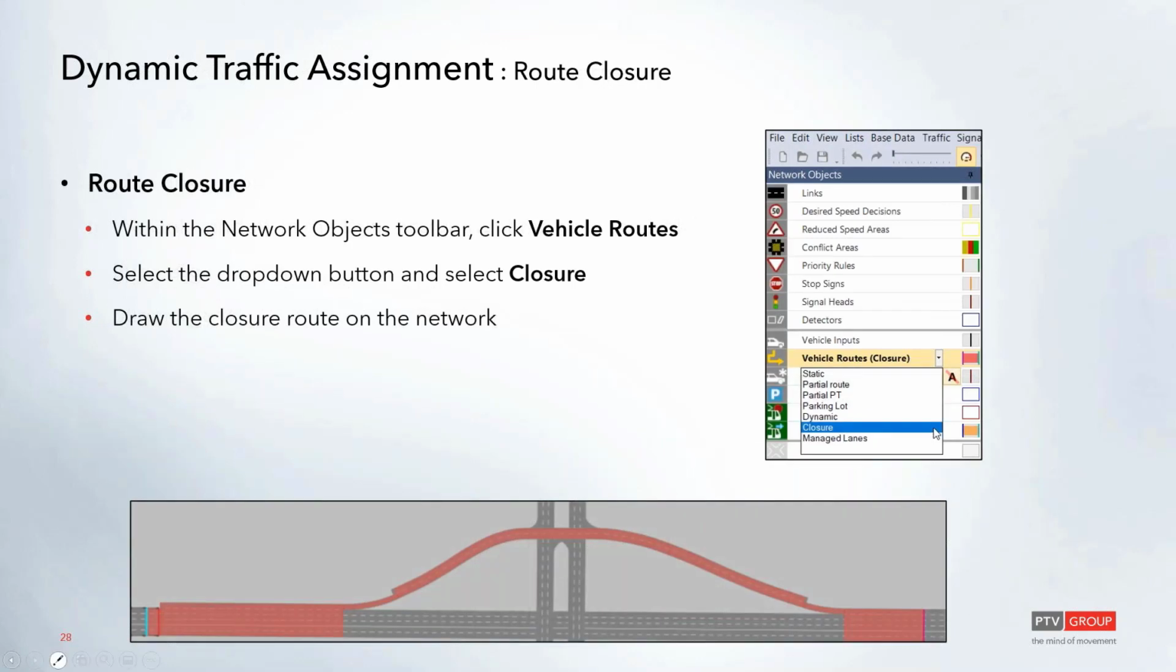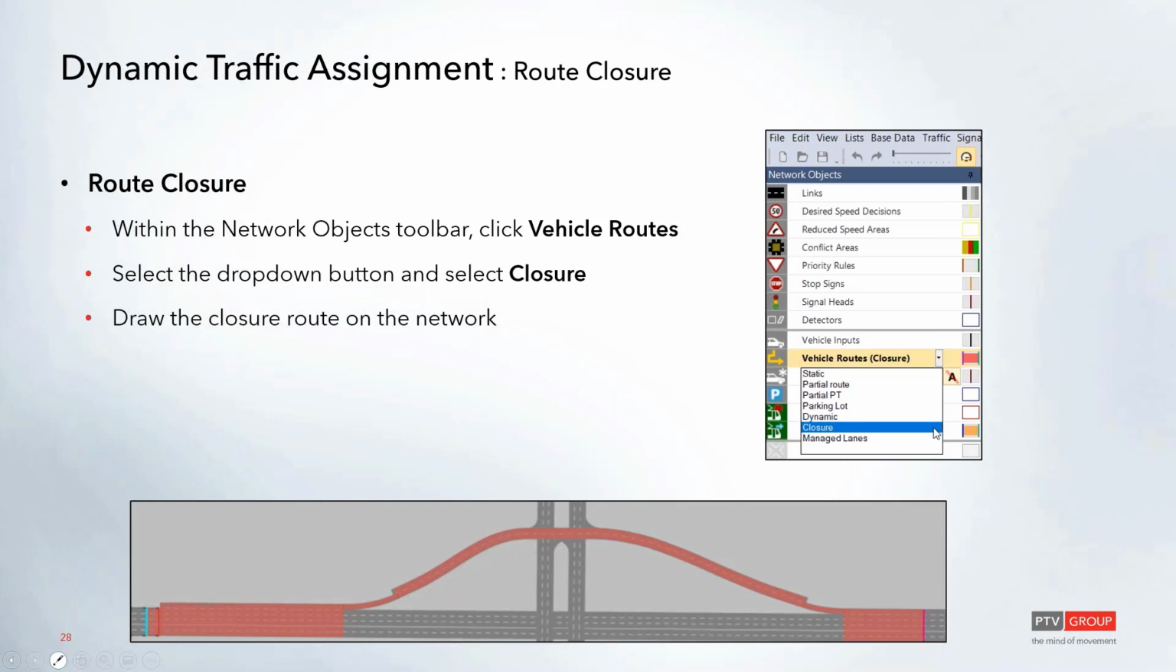And then for the route closures, these can be added by selecting the vehicle routes from the Network Objects toolbar. And then you'll just select that little drop-down icon there, and you can change the selection to closure. And these routes will be added just like any other static or partial route, where you'll just select the start point and then the end point. And from there, you can also edit the route if you want it to take a particular path.